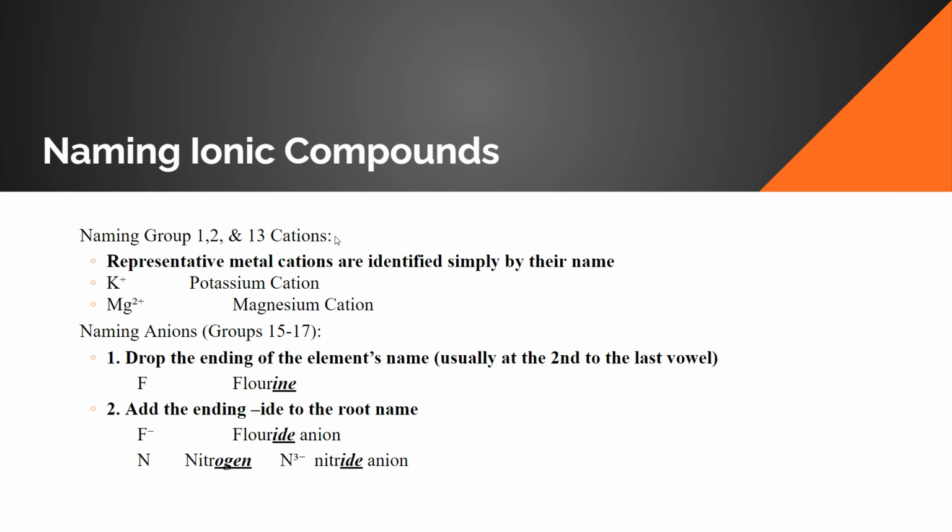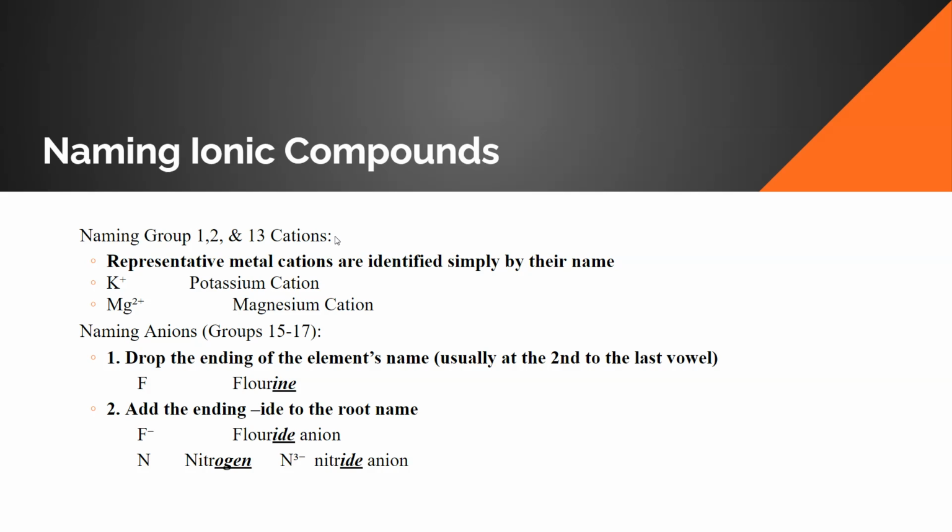All right, so we're going to start with naming ionic compounds. So for the representative metal cations that are in groups 1, 2, and 13, these only have one oxidation state. So we don't have to worry about their charges when we're giving their names like we do with some transition metals. So their cation name is the same as their metal name. So a charged potassium atom is just potassium, and a charged magnesium atom is just magnesium.